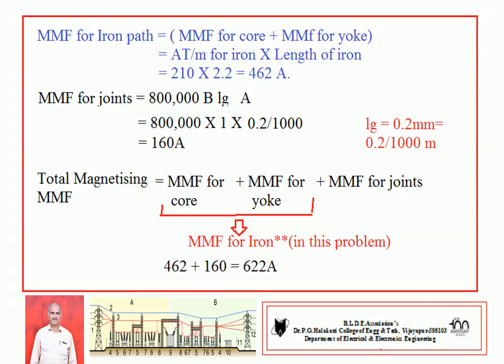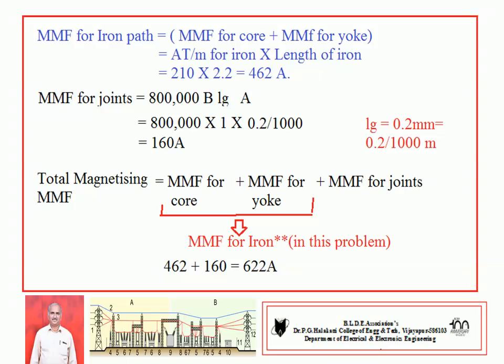You observe very clearly, generally we use core and yoke separately. In this problem he used iron, mmf for iron path. It is the algebraic sum of both mmf for core and mmf of yoke. Generally the word used is mmf per meter of iron.